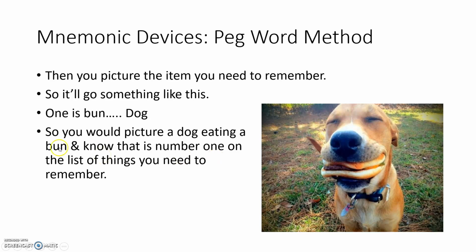Then you picture the item you need to remember. So it was something like this. 1 is a bun, dog. So you're going to remember a dog and a bun. So here we go. We have our dog eating a cheeseburger. And then you're going to remember, oh, that's number 1 on my list because 1 is a bun.